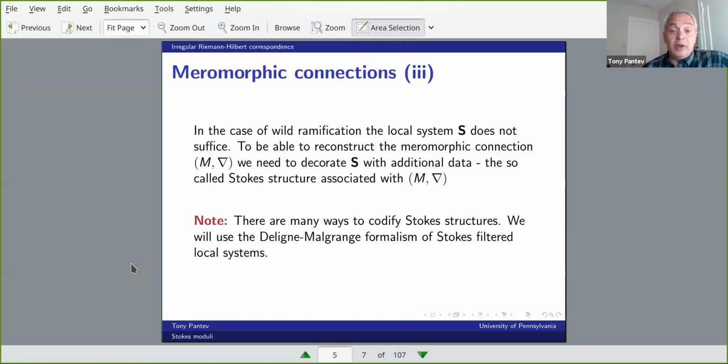There are many ways to codify Stokes structures. Classically, you do it by Stokes matrices. So you break the disk into sectors where the analytic sections of your connection are convergent with temperate growth. And going from one sector to another, you need to make a change of frame, which is given by a matrix. So you have this collection of Stokes matrices, which captures the right data.